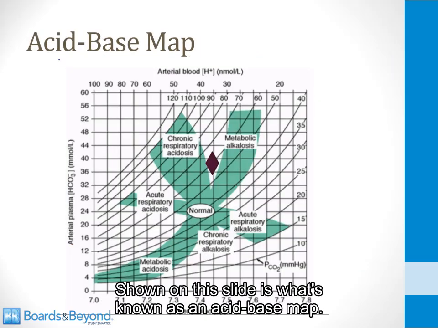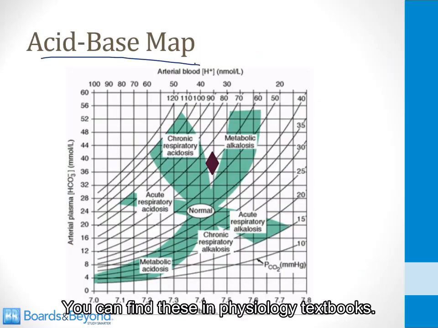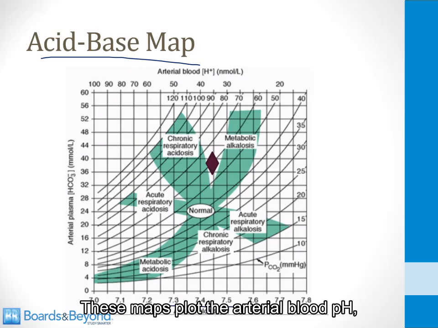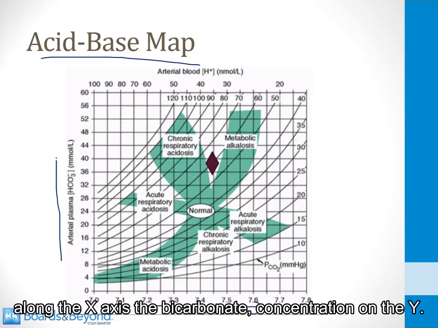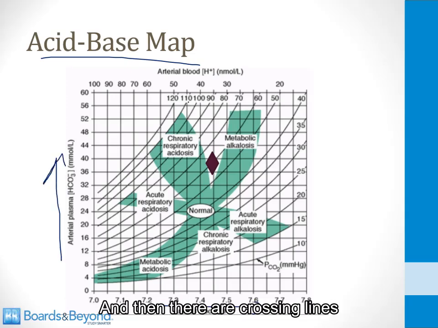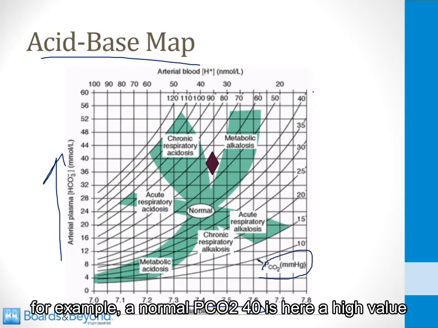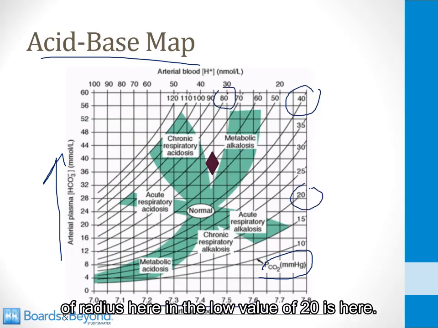Shown on this slide is what's known as an acid-base map. You can find these in physiology textbooks. These maps plot the arterial blood pH along the x-axis, the bicarbonate concentration on the y, and then there are crossing lines for the carbon dioxide level. For example, a normal PCO2 of 40 is here, a high value of 80 is here, and a low value of 20 is here.